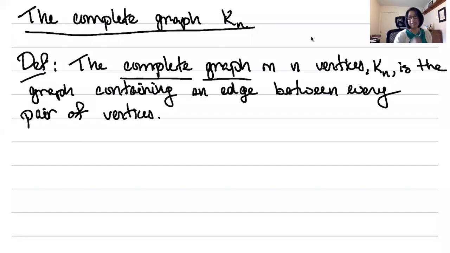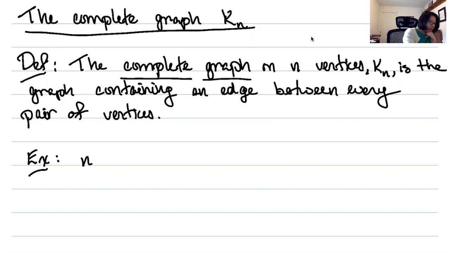Hi, I want to tell you a little bit about the complete graph, Kn. So what is this? The complete graph on n vertices is the graph containing an edge between every pair of vertices in the vertex set. So let's look at some examples of complete graphs.